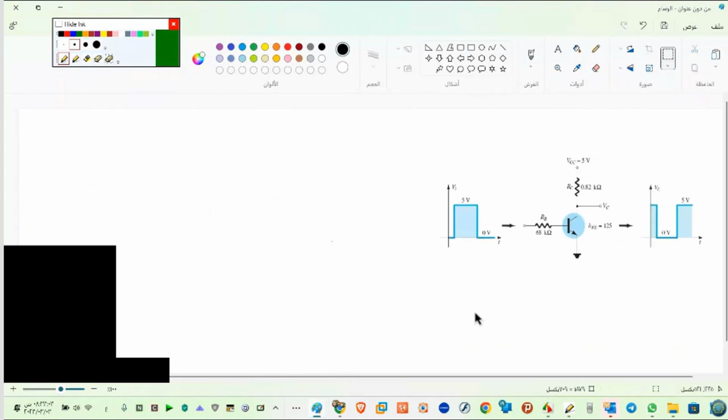This is the first one. In transistors, as I told you before, we have three regions, if you remember. So this region is the active region, and the cut-off region.